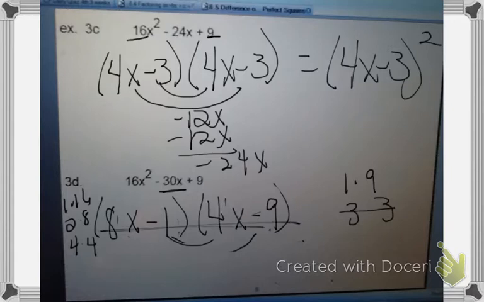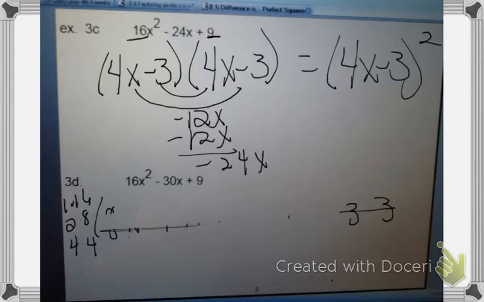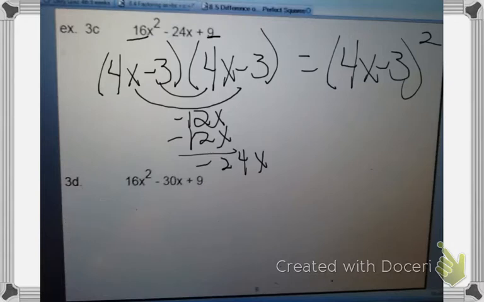This is getting a little too complicated, so I am going to do the AC method, splitting the middle term. So as long as I have a calculator, I'm going to multiply 16 times 9, and I get 144. Now, playing around with your calculator, you have to find factors.